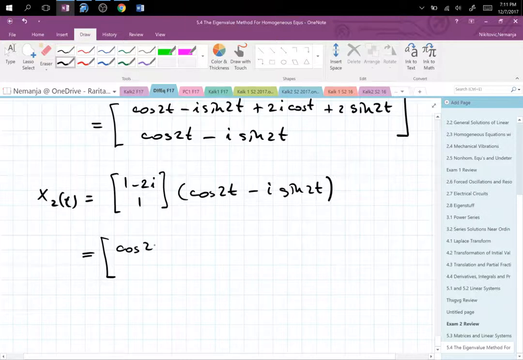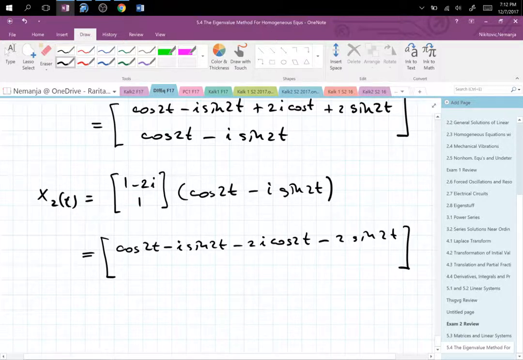And then cosine 2t minus i sine 2t. Yeah, that's x1. Now we go x2 of t. Cosine 2t minus i sine 2t minus 2i cosine 2t, and then minus sine stays minus 2 sine 2t, and then the bottom is a cosine 2t minus i sine 2t, and then we're done there.